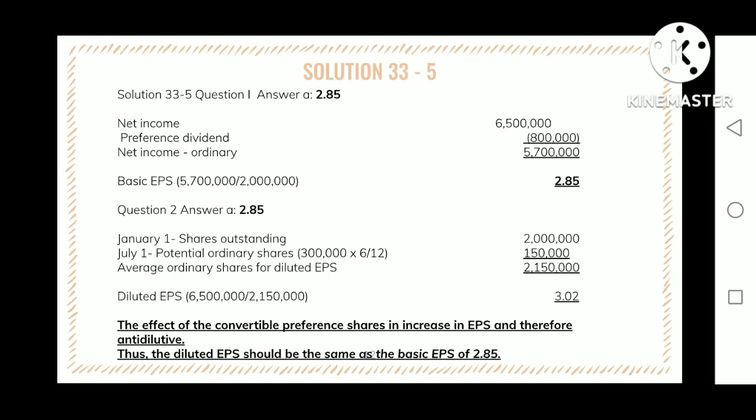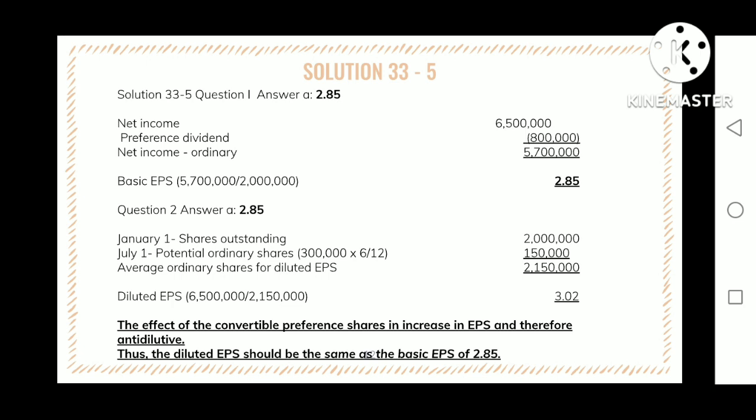The diluted earnings per share is equal to net income divided by the average ordinary shares for diluted earnings per share. So January 1 shares outstanding is 2 million plus July 1 potential ordinary shares, which is 300,000 times 6 over 12, the fraction for July 1, which is 150,000. 2 million plus 150,000 is equal to 2,150,000. The diluted earnings per share is equal to 6,500,000 divided by 2,150,000, which is equal to 3.02.